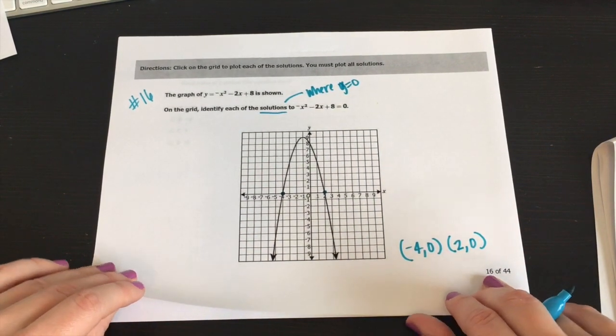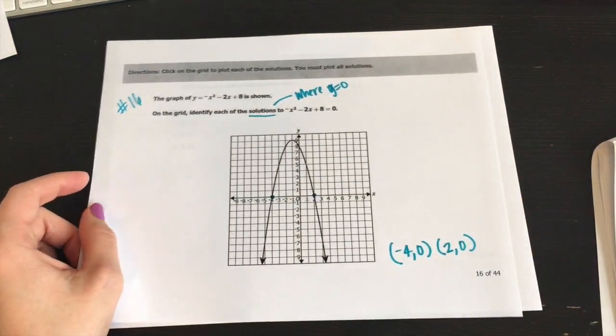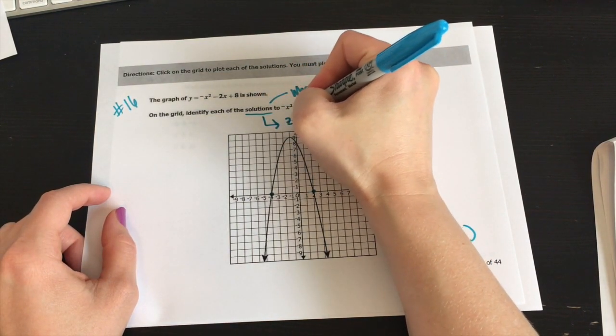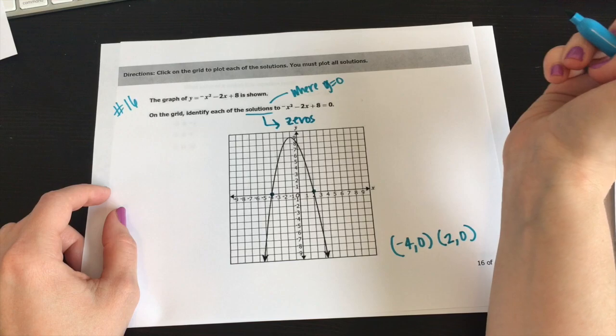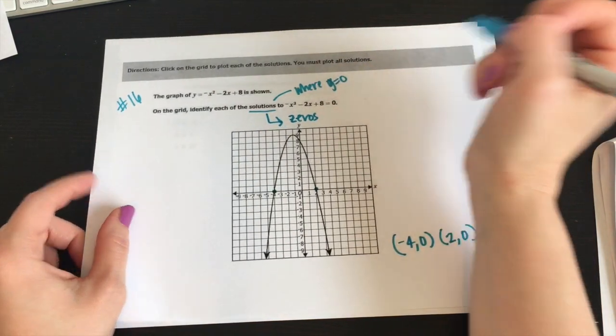All right, that's number 16. Before I go to the next one, solutions, you may also hear these called zeros. The reason it's called zeros, again, is because y is going to equal 0.